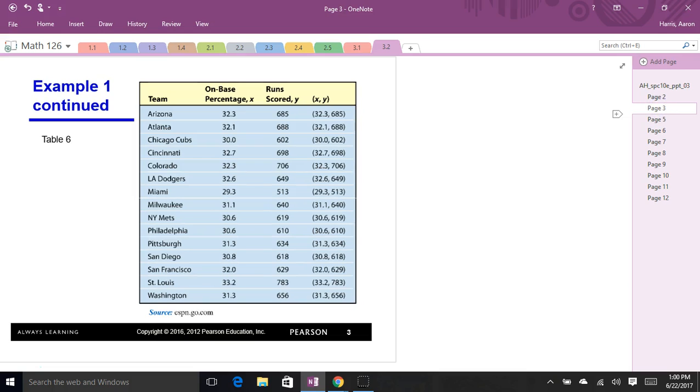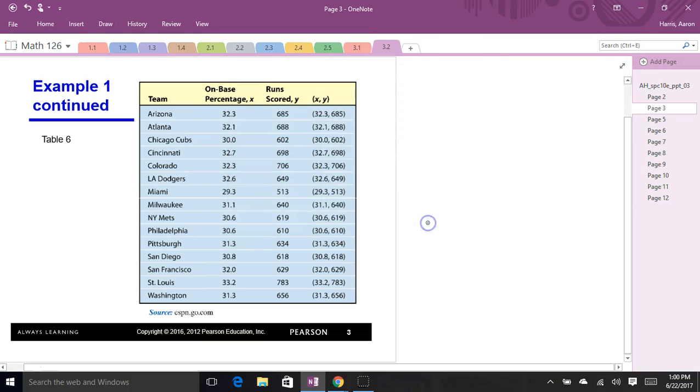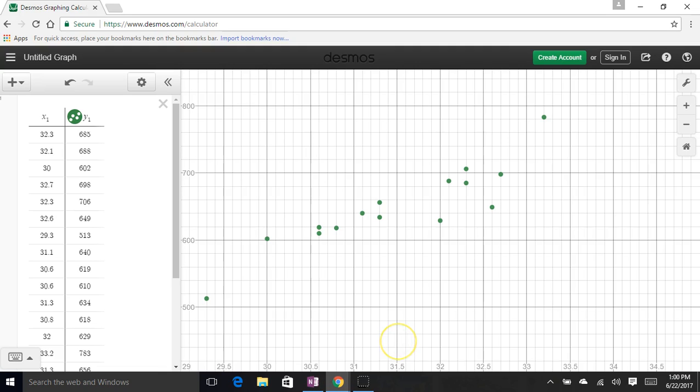So here's your data. Notice your on-base percentage, your X, and your runs scored for the team being your Y, and there are the coordinates to the right of that, put in parentheses. Okay, so I copied all those. If you go to desmos.com, if you click right here in the upper left and you click on table, it'll allow you to input this in as X1, Y1, and it'll do the little scatter diagram for you.